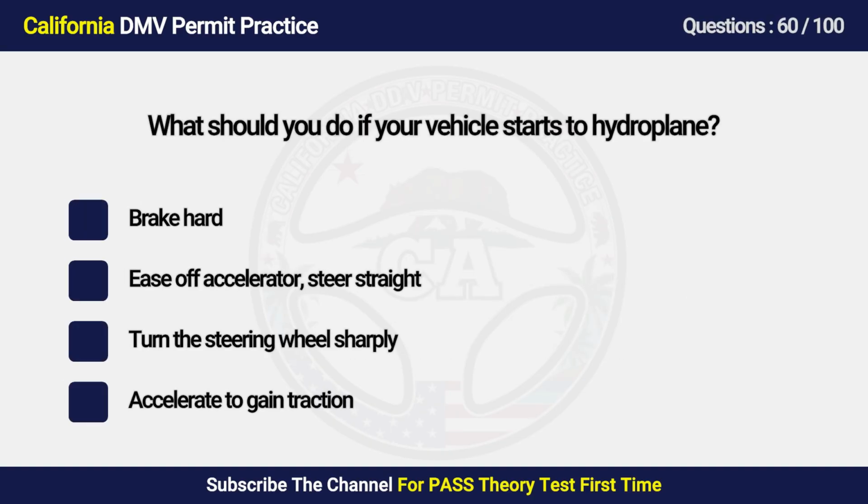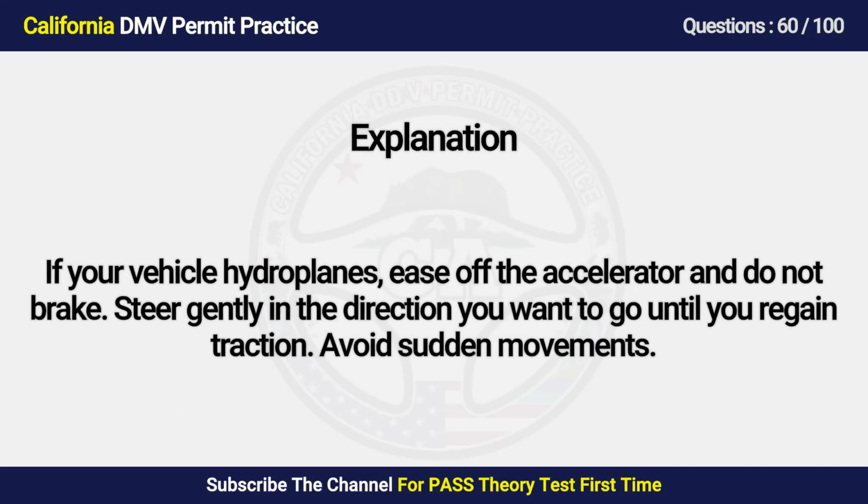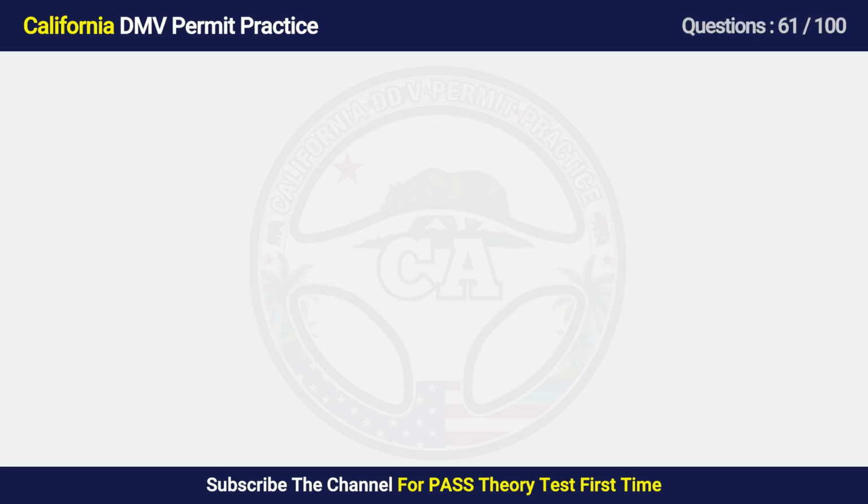Question 60. What should you do if your vehicle starts to hydroplane? A. Brake hard. B. Ease off accelerator, steer straight. C. Turn the steering wheel sharply. D. Accelerate to gain traction. Answer is B. Ease off accelerator, steer straight. If your vehicle hydroplanes, ease off the accelerator and do not brake. Steer gently in the direction you want to go until you regain traction. Avoid sudden movements.